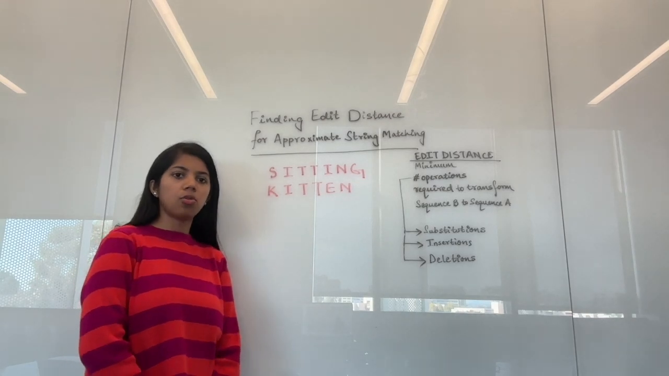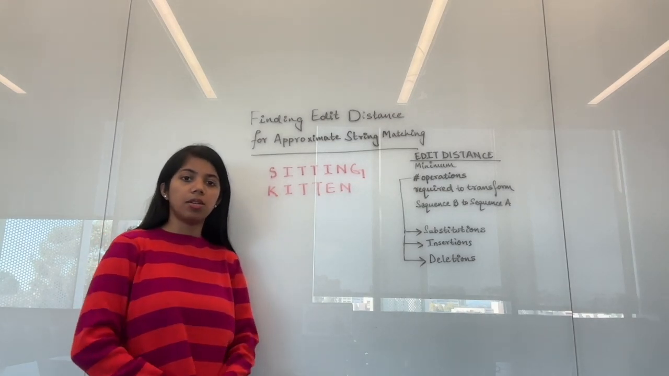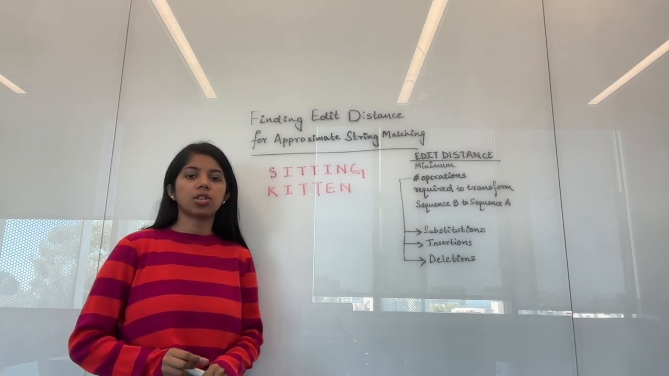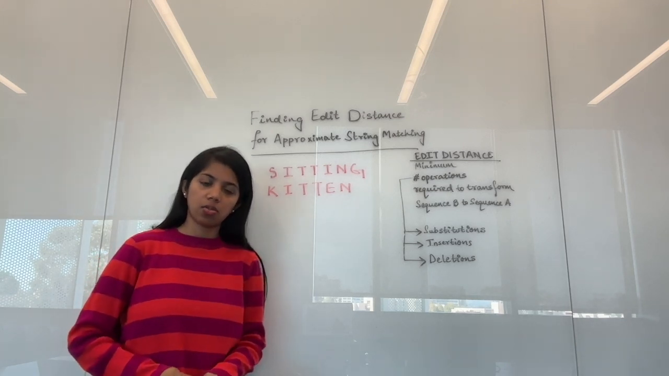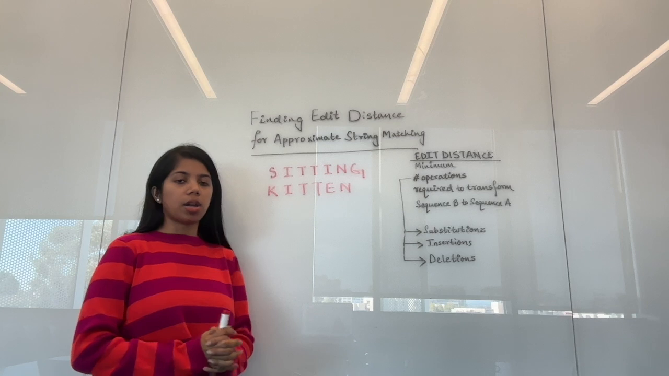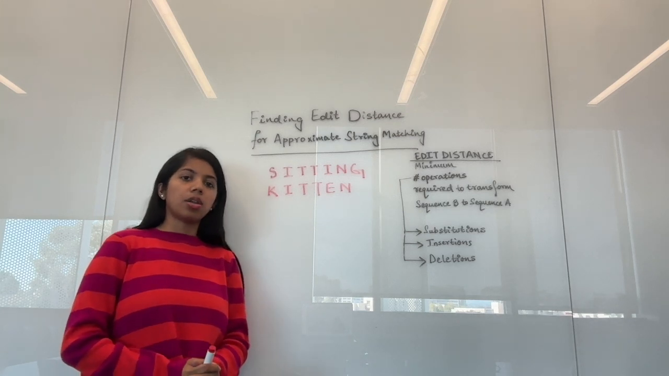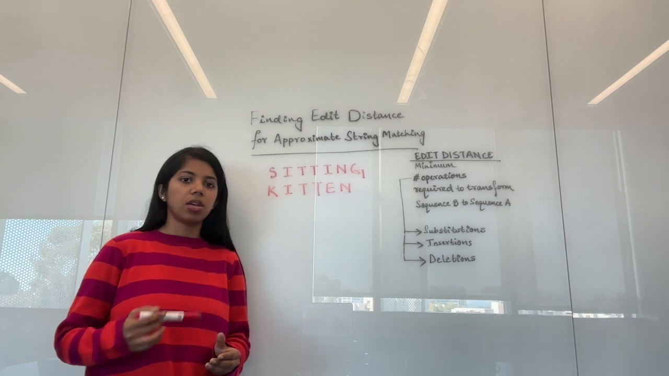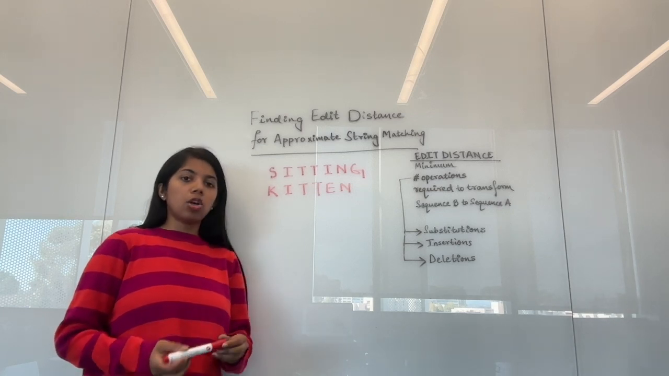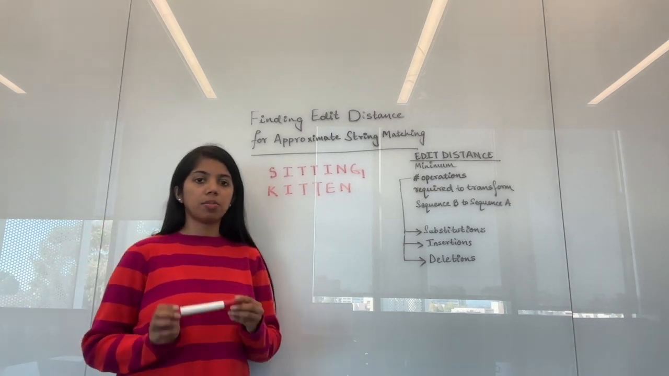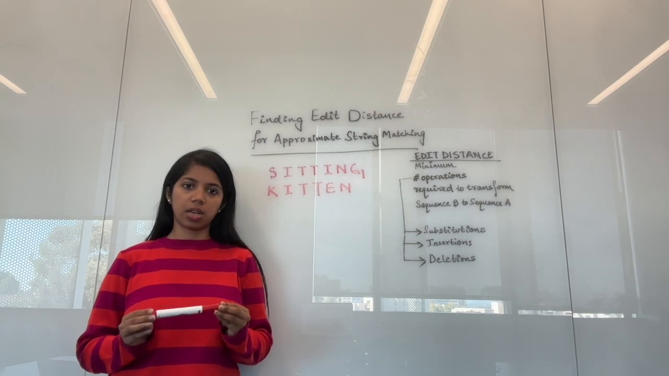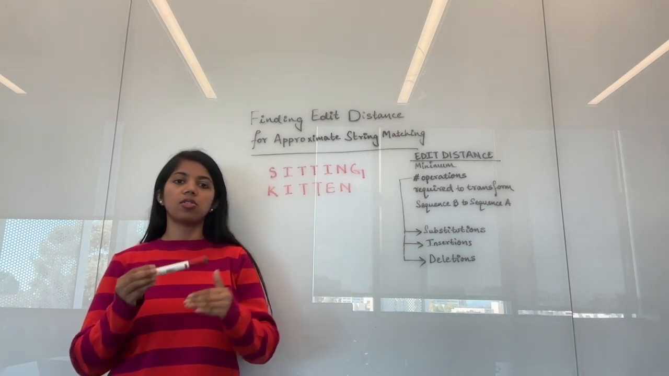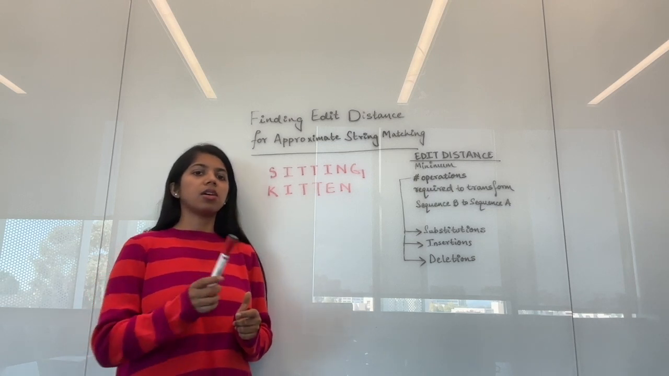Hello everyone, so today I am going to explain how to find edit distance for approximate string matching. Approximate string matching is widely used in computer science for DNA sequencing or natural language processing, where the task is to find an approximate match of a pattern in a given text. Now to calculate the approximate match of a given text to a given sequence, we need to calculate the edit distance between the two. Let's take a look at this example.